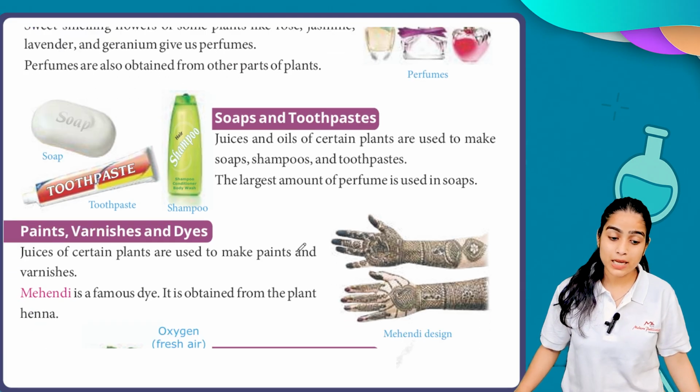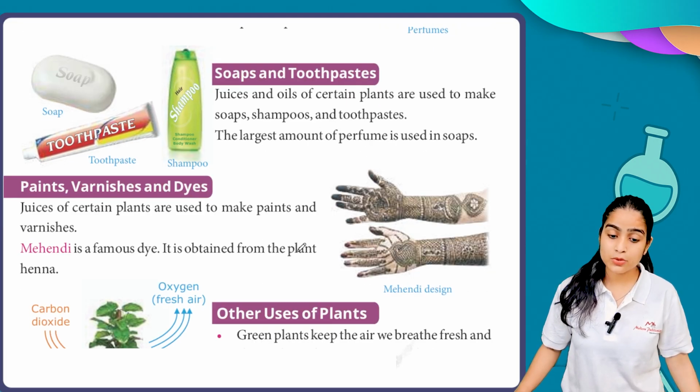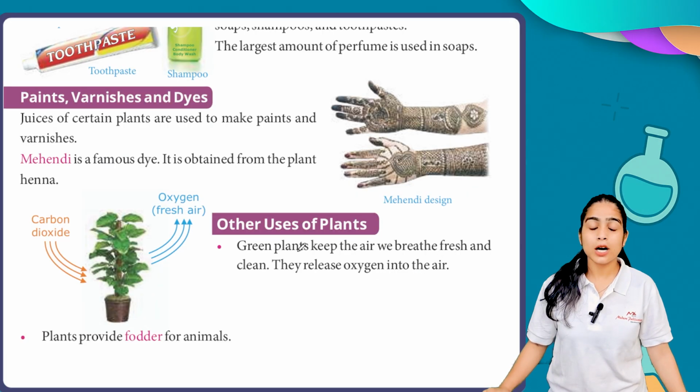Next, we have paints, varnishes, and dyes. Juices of certain plants are used to make paints and varnishes. Mehndi is a famous dye. It is obtained from the henna plant. I hope, students, you like to wear mehndi on your hands, and that also we get from plants only. Now we are getting to the other uses of plants.